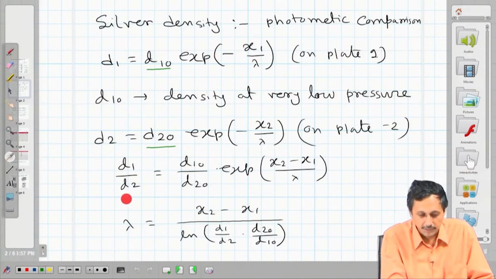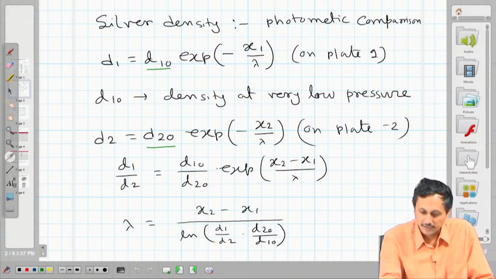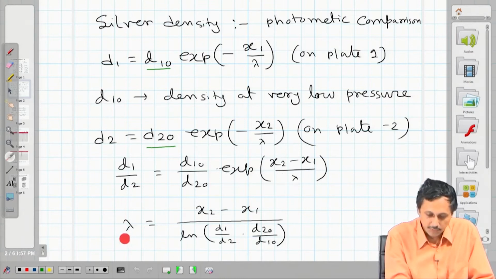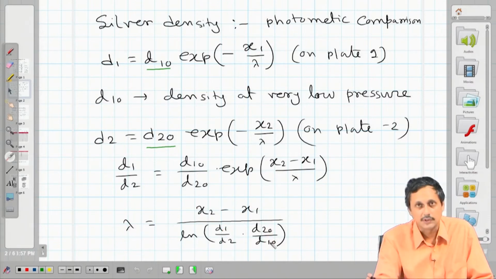So, by dividing, we can write D1 by D2 is equal to D10 by D20 exponential x2 minus x1 by lambda. So, just by simple manipulation, we get lambda is equal to x2 minus x1 divided by ln of D1 by D2 times D20 by D10.